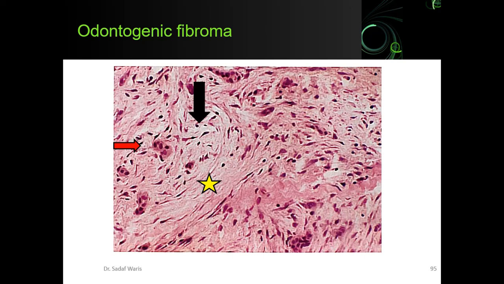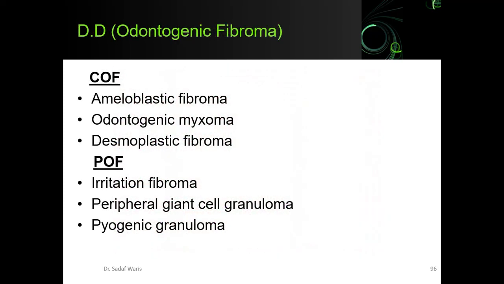This is another photomicrograph of the odontogenic fibroma. Let me explain a bit. The black arrow points towards the stellate fibroblast. The red arrow points towards foci of odontogenic epithelial islands, and the yellow star represents the background fine collagen fibrils. The differential diagnosis of the odontogenic fibroma includes ameloblastic fibroma, odontogenic myxoma, desmoplastic fibroma, and in peripheral locations, the differential diagnoses include irritation fibroma, peripheral giant cell granuloma, and pyogenic granuloma.